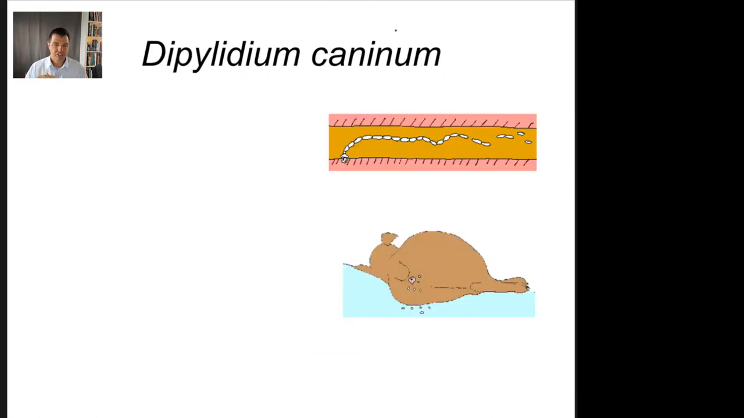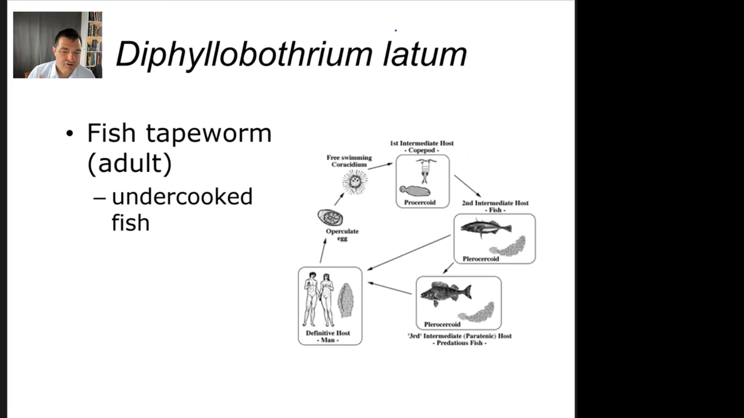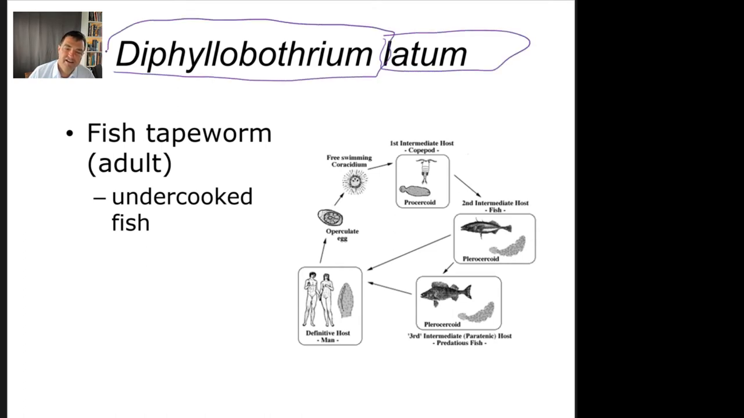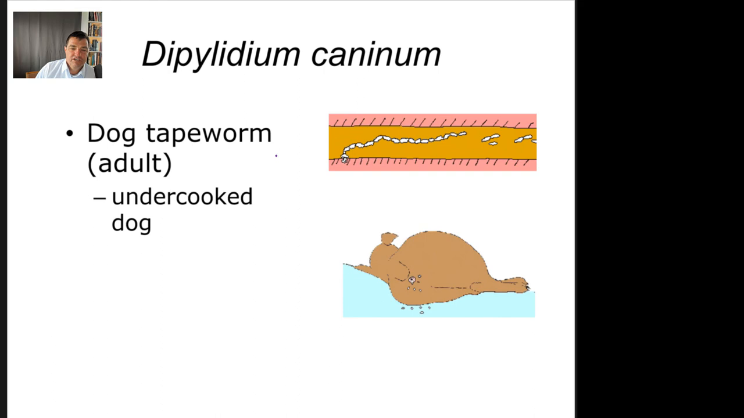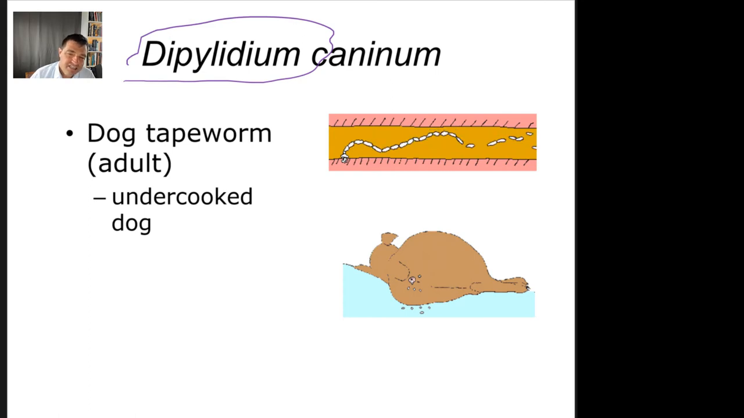Now, this one is a fish tapeworm, a different genus. You don't have to worry about the species part, but just know that this genus, Diphyllobothrium, it's a hard one to say, Diphyllobothrium is a fish tapeworm. And then this one you don't need to know at all. The idea here is the Dipylidium. There's also a Taenia species, but these are dog tapeworms.